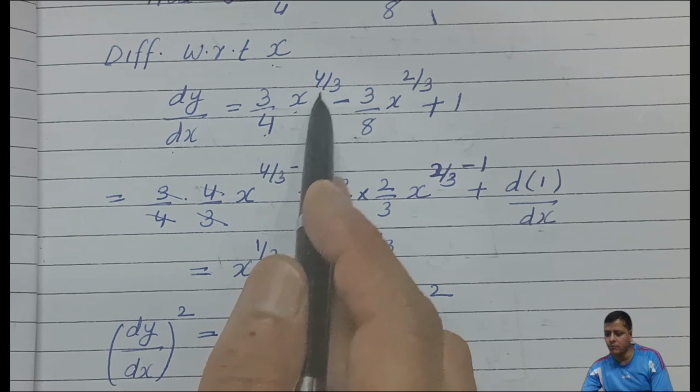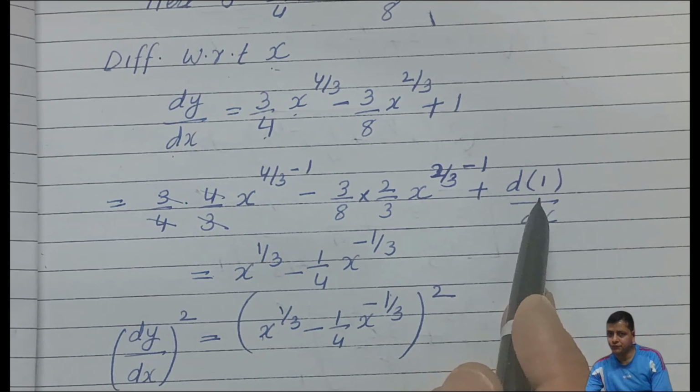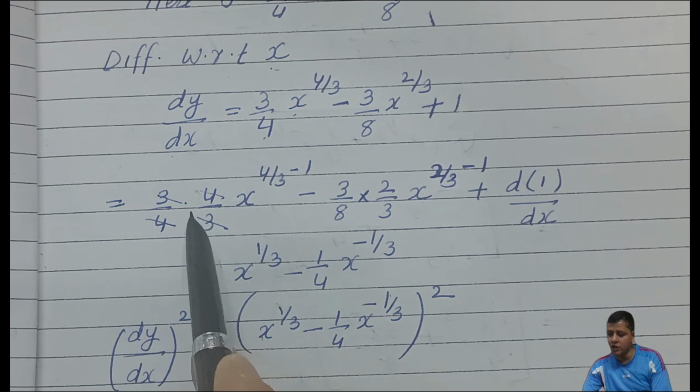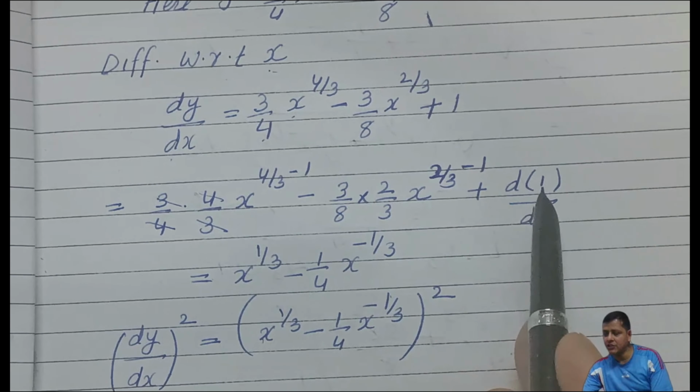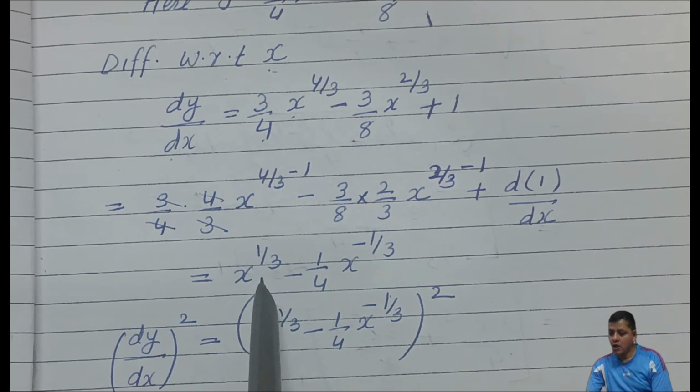When you differentiate, dy by dx, you get 3 by 4 x to the power of 4. Here you are just differentiating, you get this value, because during differentiation, you bring the powers to the front and you subtract 1. That's what you do everywhere. Whereas the differentiation of 1 is 0, so nothing is added over here. So finally you get this value.